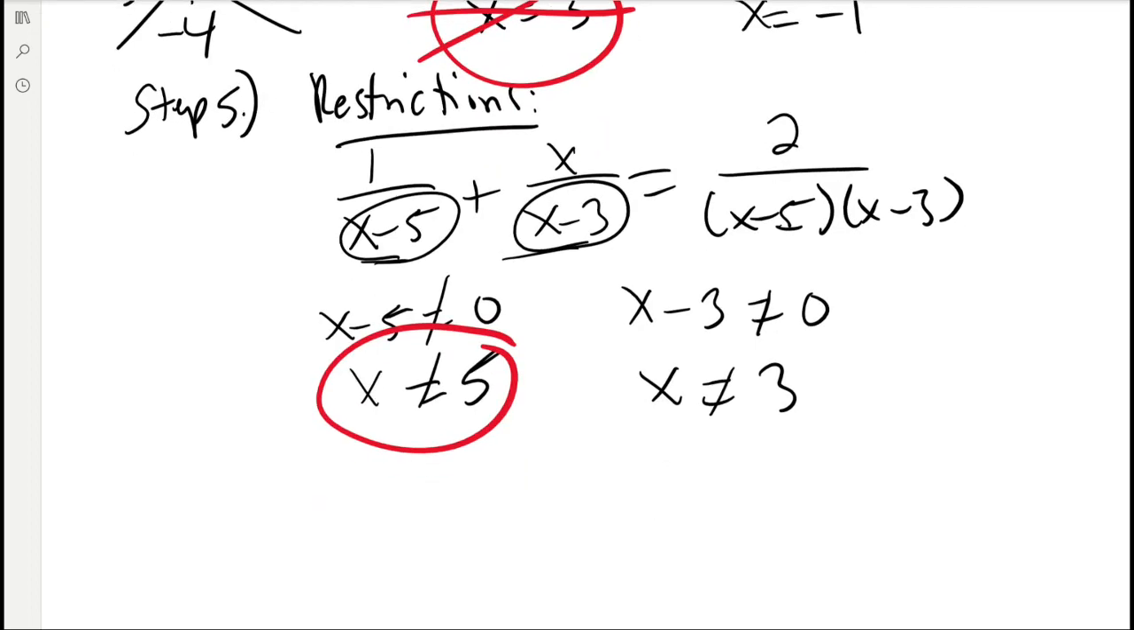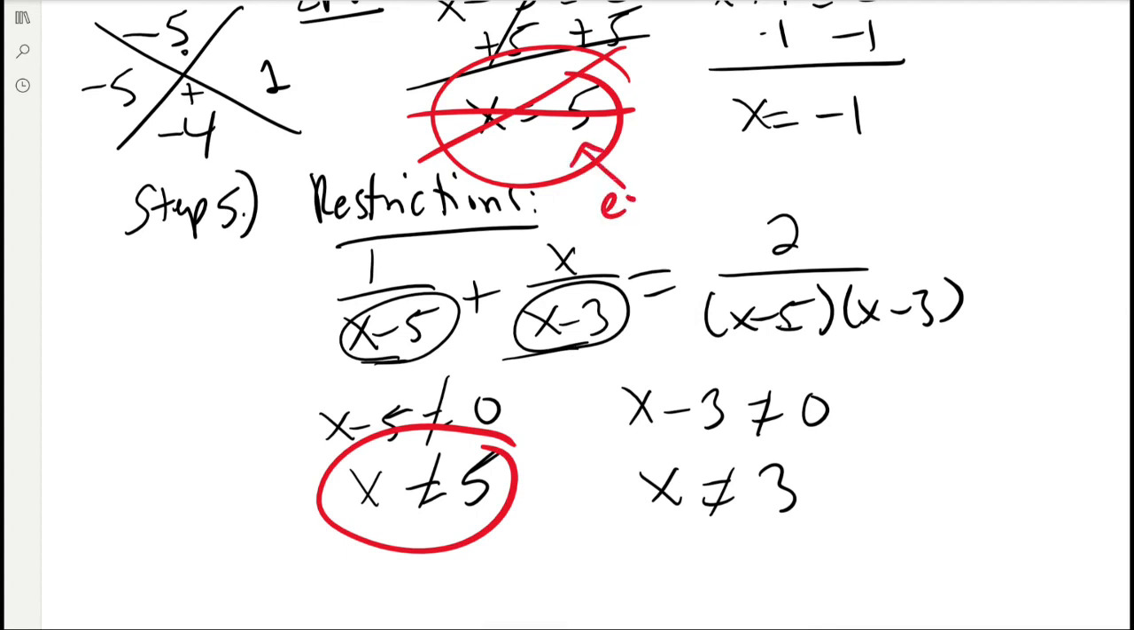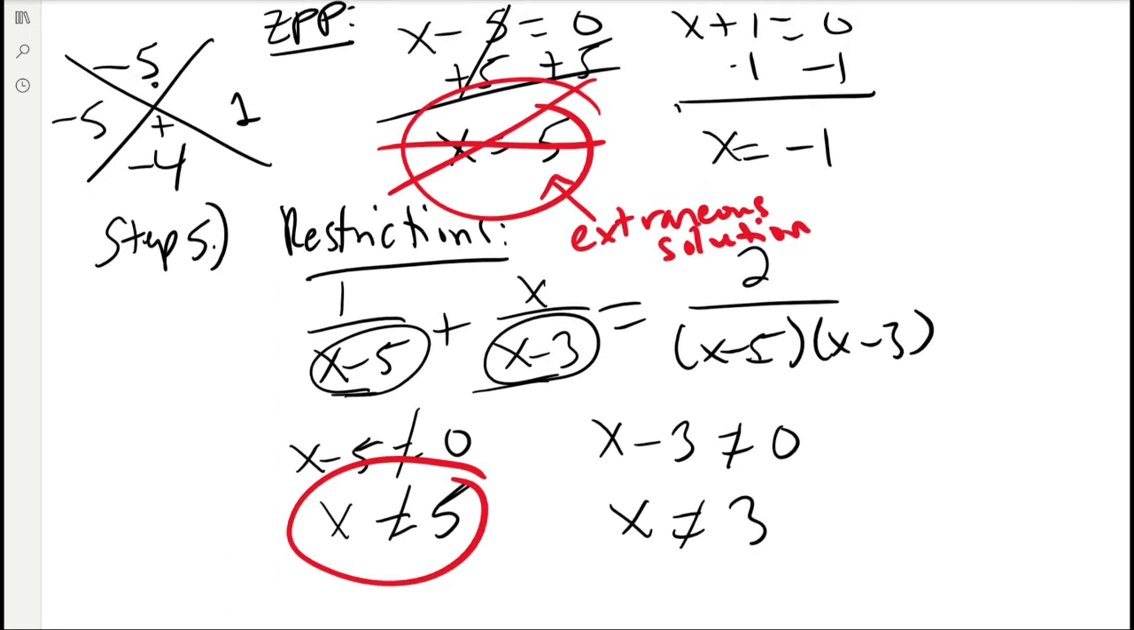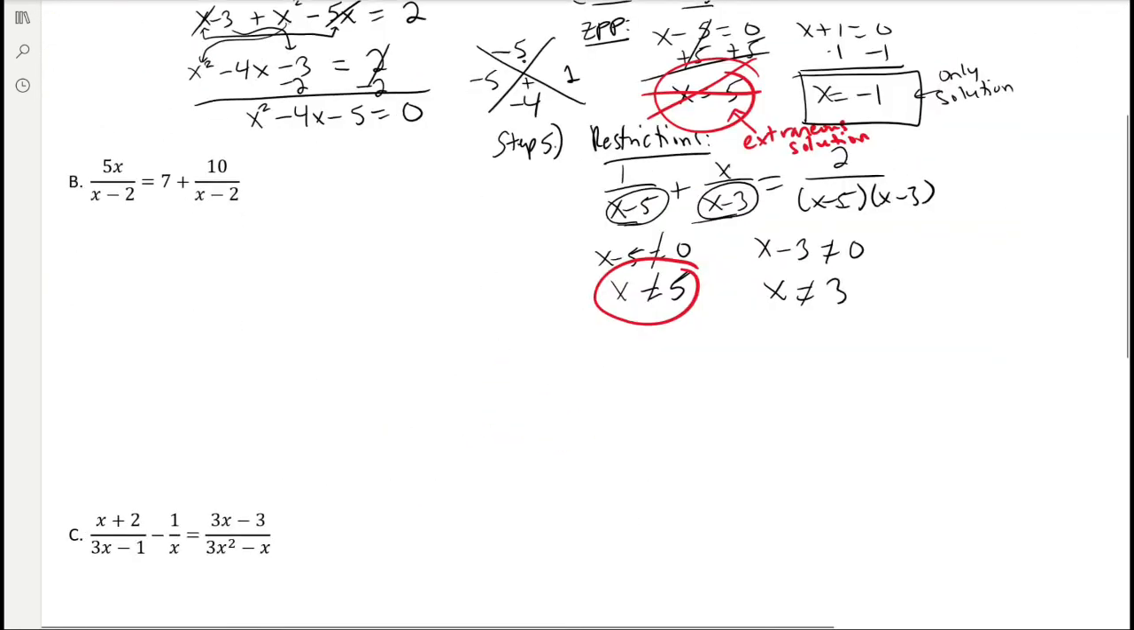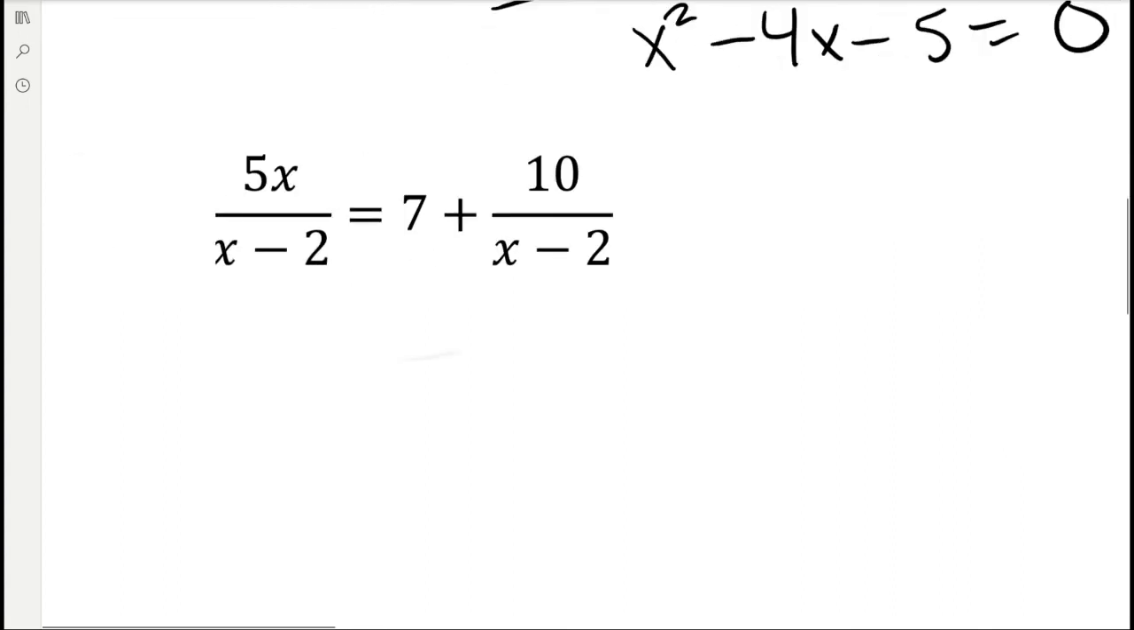So we have here one extraneous solution. So this right here is an extraneous solution, which means it's not an actual solution to the problem at hand, which means the only solution is x equals negative 1. So this is an example of extraneous solutions singling out other solutions. Let's go ahead and check out the next problem before we do any practice problems for you guys.